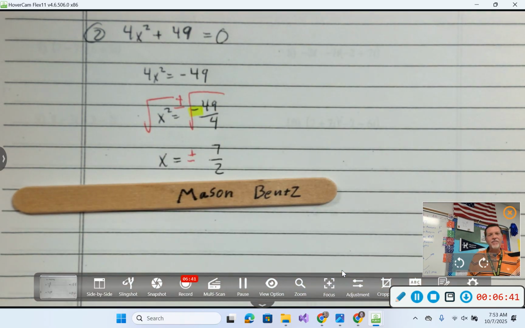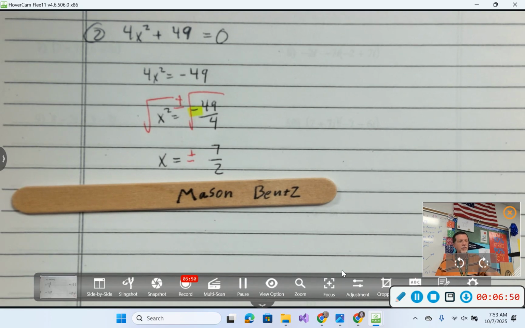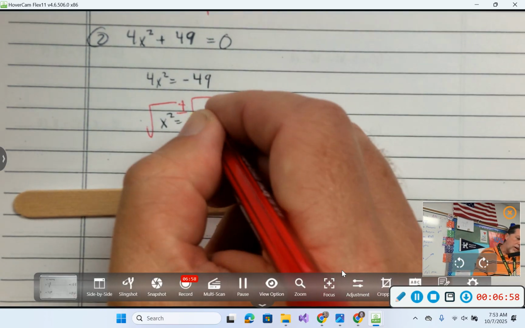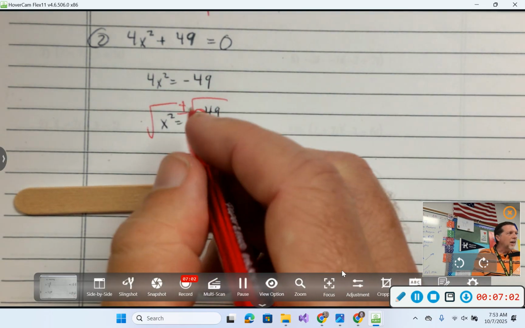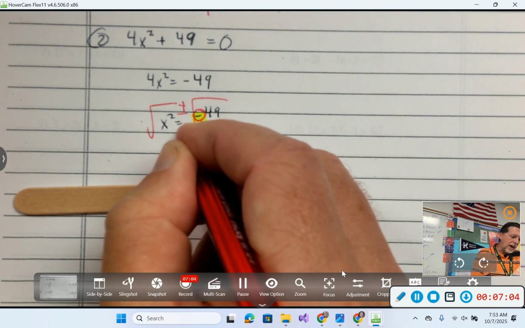What's that negative? Well, how do we handle that? Kind of skipped over that in this problem. This is what we did yesterday. If there's a negative under the square root, how do we fix that? What do we do? What can I do with that? It's an i. So it comes out as an i.